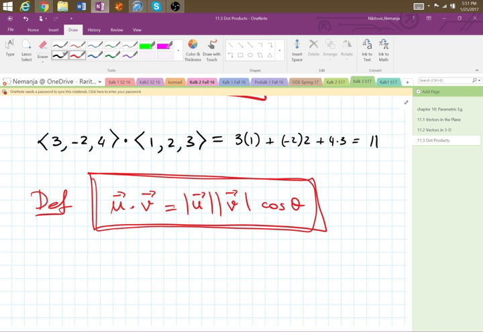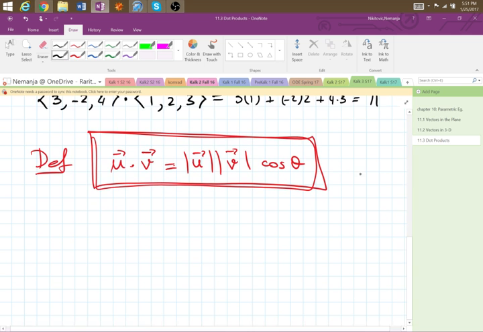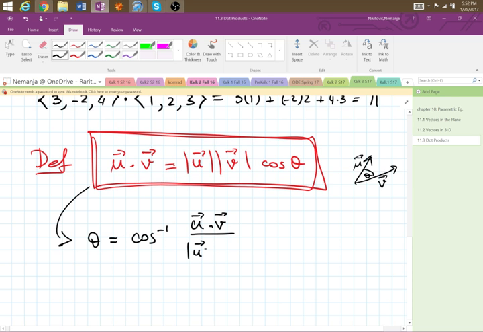So we are talking about this situation. You have a vector u, you have the vector v, and this angle in between is the angle theta. Now this is a very powerful tool because it gives us that theta is equal to the cosine inverse of u dot v divided by the product of magnitudes. This is the formula that you will use to find the angle between two vectors.